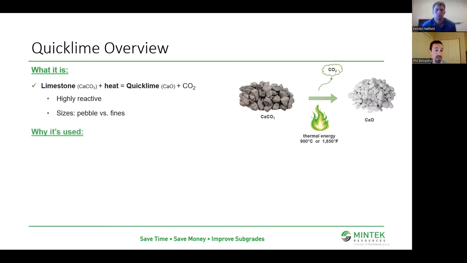Comes in a couple different sizes there, pebble versus fines. Some other industries like to use the pebble. On the construction side, we'd like the fines, 3/8 by 0, 1/4 by 0, things like that. Smaller particle size means increased surface area, which helps us for the reactivity.